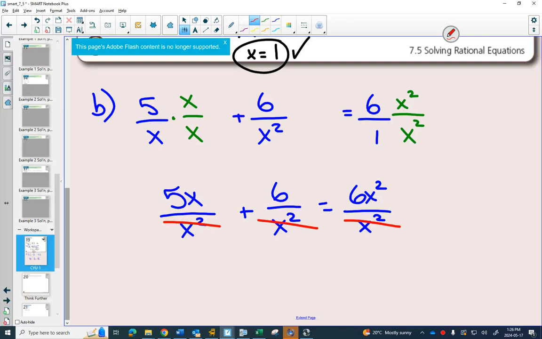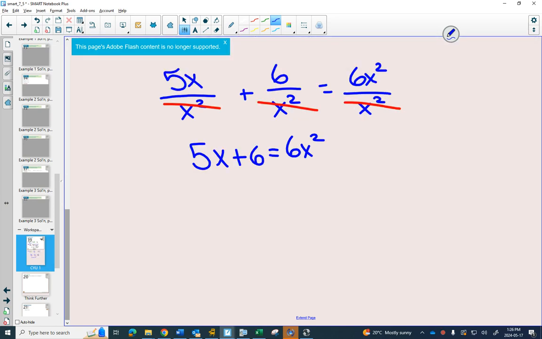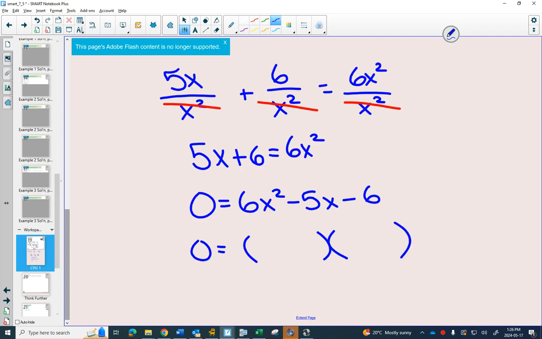And now, we would have 5x plus 6 equals 6x squared. What kind of equation is this? Quadratic. How do we solve quadratic equations? Either with the quadratic formula or factoring. But we do need to make one side equal to 0 first. Does this factor? I think so. I think so.